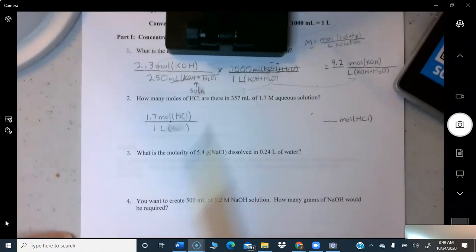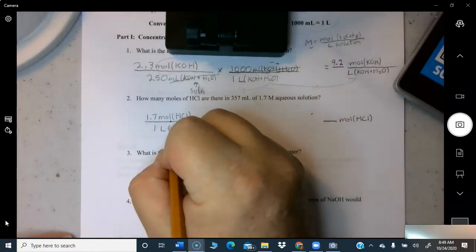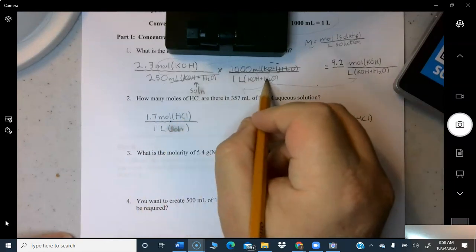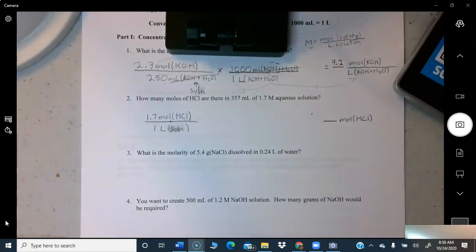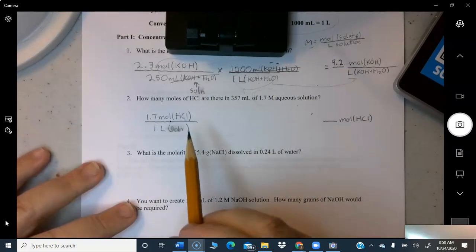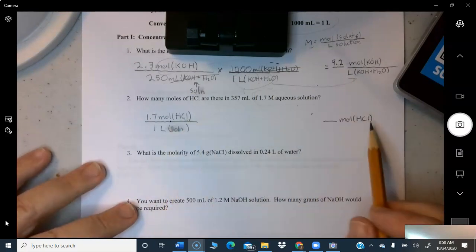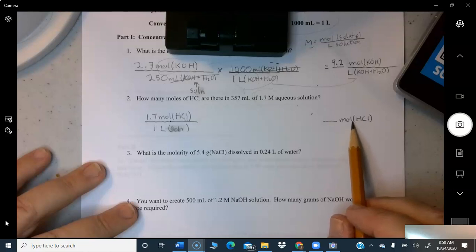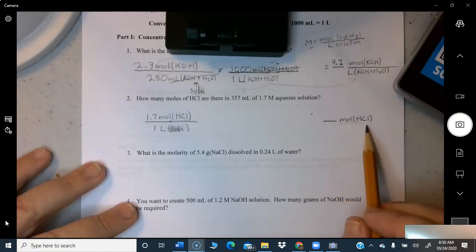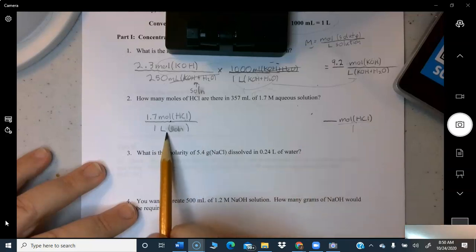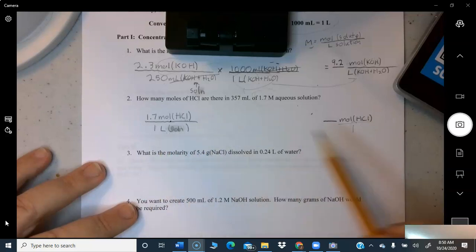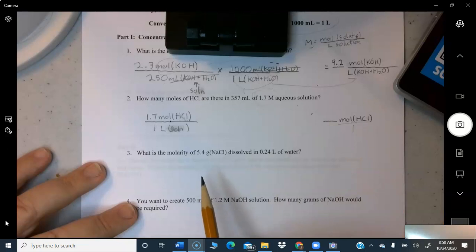Let's get an eraser here. Okay, of solution. This time I'm not going to write out the way I did up here. That was solution also, but I'm just going to write SOLN. Okay, so let's look at what we have. We have moles of HCl on the top. We want to end with moles of HCl on the top. That's good. Here we have nothing on the bottom. You could put a 1 there if you want, but there's nothing there. So we've got to make liters of solution disappear so that there's nothing left on the bottom.